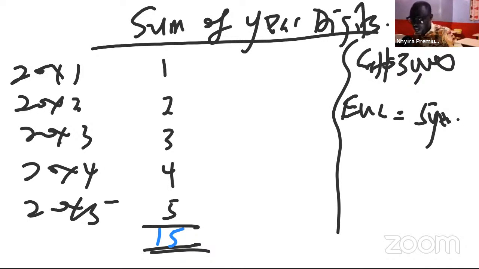So that is the idea. 1 plus 2 is 3, then 3 plus 3 is 6, so you are doing it cumulatively, okay? 6 plus 4 is 10, and 10 plus 5 is 15.